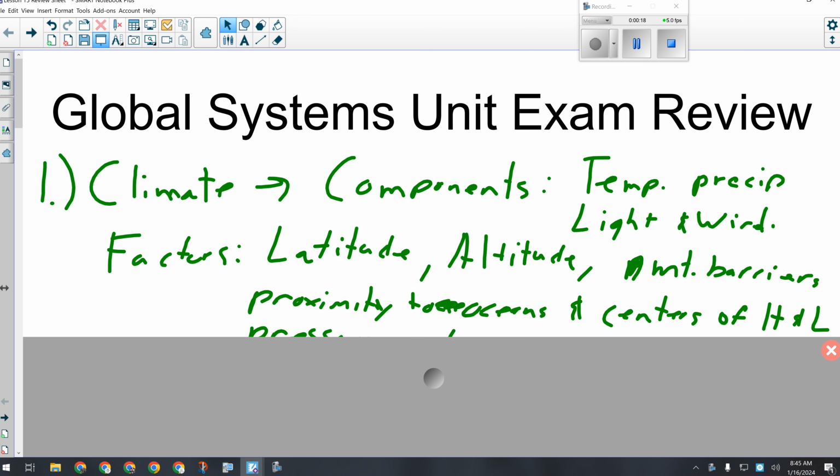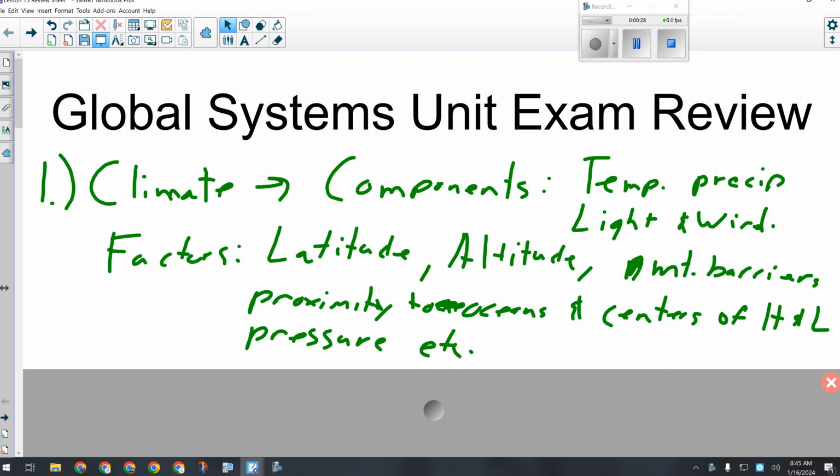Okay, and you need to know the factors that affect climate: latitude, altitude, mountain barriers, proximity to oceans, centers of high and low pressure. Okay, all of that important stuff that we went over. Because there could be some multiple choice questions about that. You know, which of the following is not a factor affecting climate, or which of the following are components of climate, stuff like that.